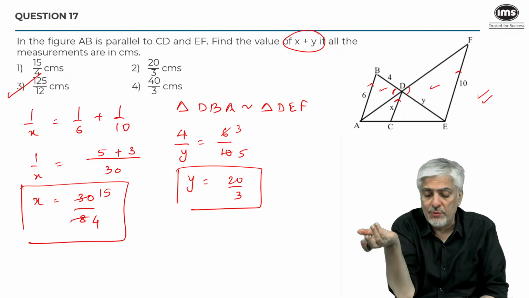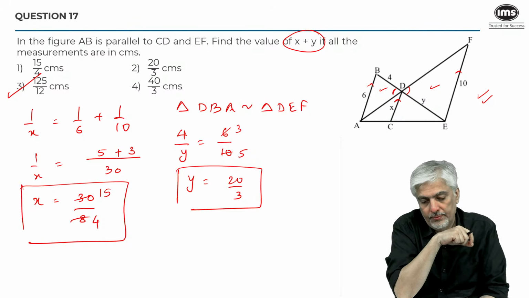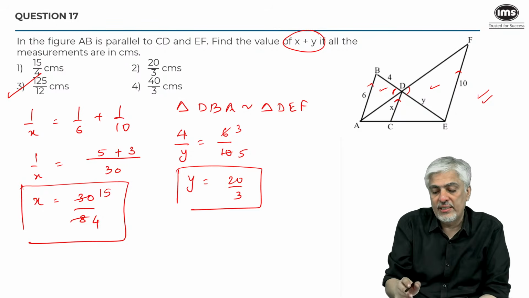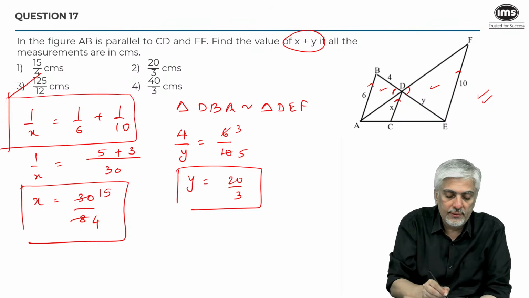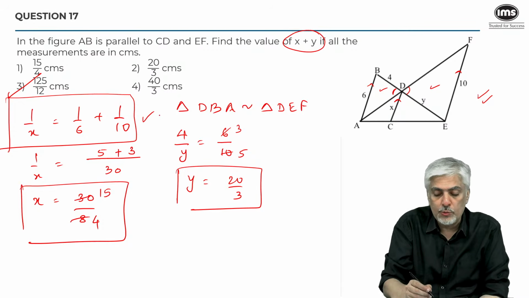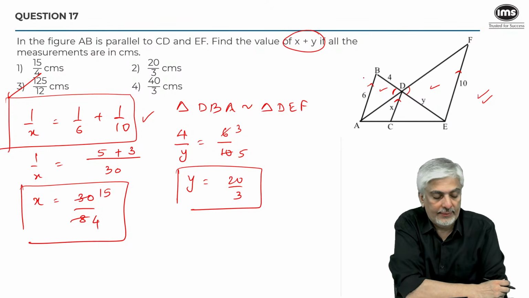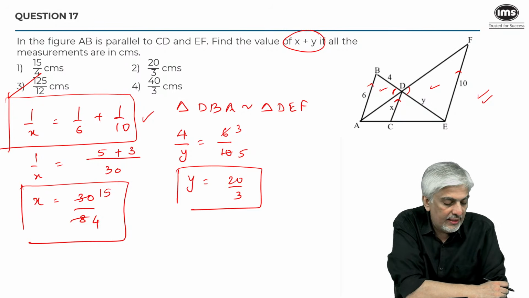Alternate method for this question? Why would you need an alternate method? This is such a straightforward method. Or you first find y and then find x by taking similarity, if you don't remember this property. If you don't remember this property, you could have first found y and then taken YDE and YBA similar to find x. Somebody is asking me, is DCE similar to BAE? Yes, it is. Zaflin, it is.